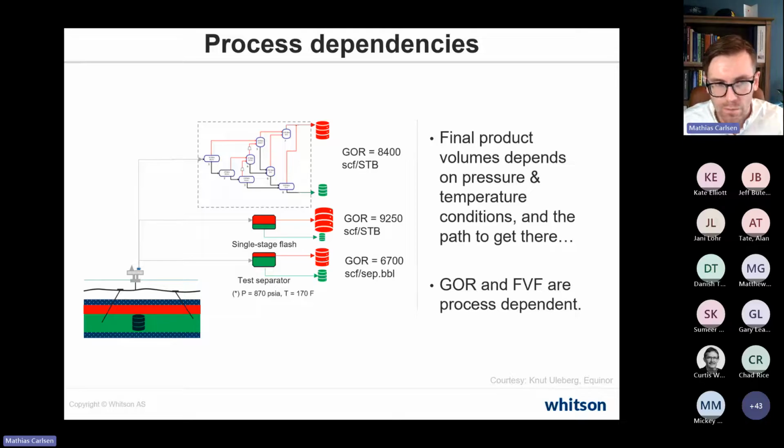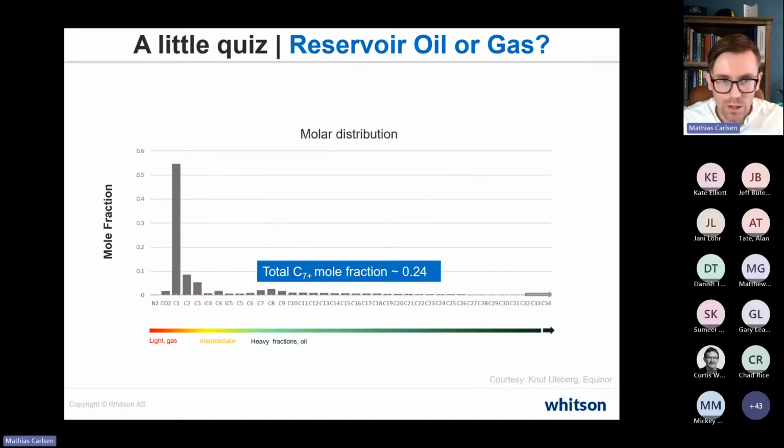And how complicated or simple that path is will also dictate how much monetary value you'll get at the end of the day. So now over to the exercise, a little quiz. I want you to take 30 seconds and look at this composition, which is a reservoir fluid. A question we many times get here is, what is the reservoir temperature? That's a great question, but let's just assume it's a typical reservoir temperature, so let's say 200 Fahrenheit. And I would like you to guess: is this a reservoir oil or a reservoir gas?